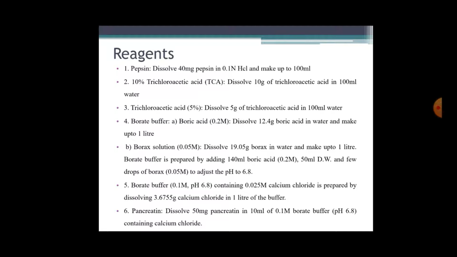So the reagents we will be needing are pepsin, 10% trichloroacetic acid, 5% trichloroacetic acid, borate buffer, borax solution, borate buffer 0.1 molar, and pancreatin.